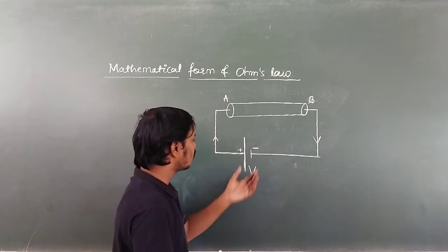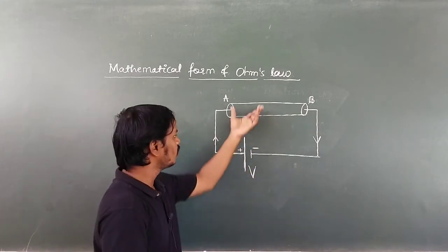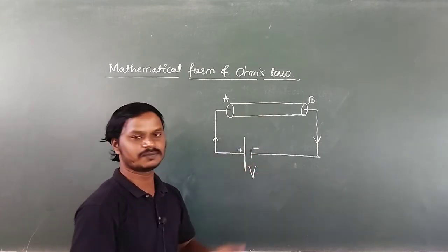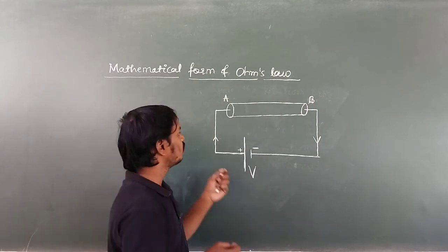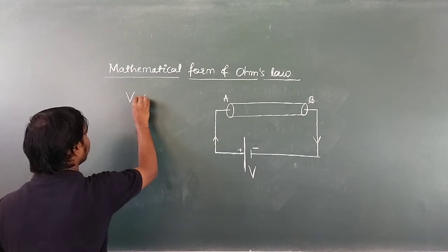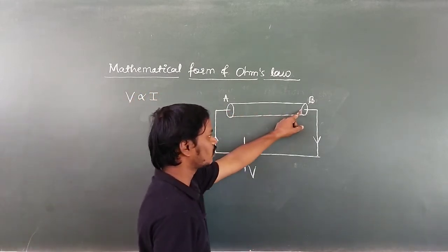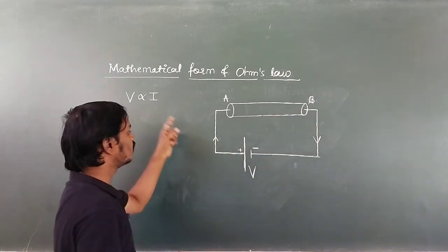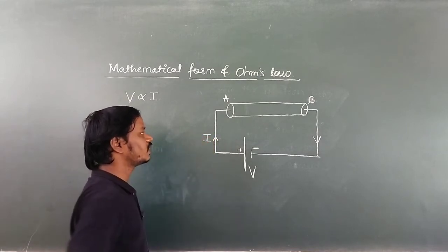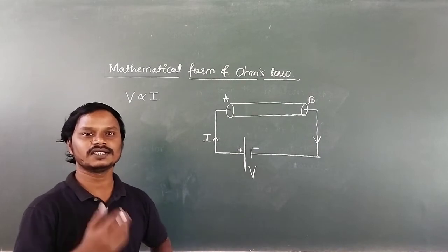Now, what is the cause of flow of current in the conductor? That is potential difference. Means current depends on potential difference. So according to the statement of Ohm's law, V is directly proportional to I. Means the potential difference across the ends of the conductor is directly proportional to the current flowing through the conductor, provided the temperature remains constant.